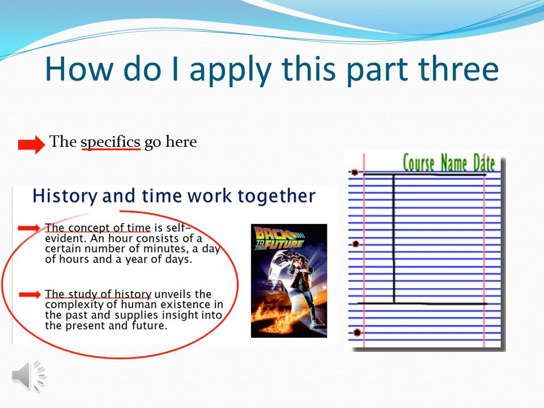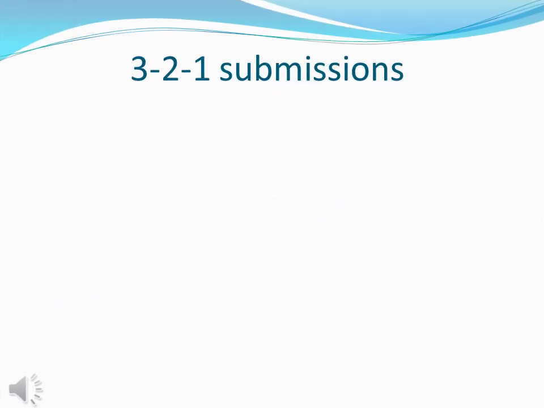Now we're going to take those 2 specific pieces of information about the concept of time and the study of history, and we're going to put them in the right column. And we align those pieces so that the big picture is supported by the smaller details. When you go back to study your notes, it will all make sense.